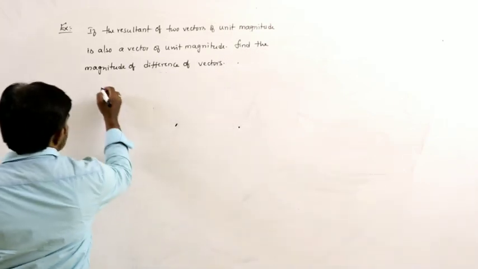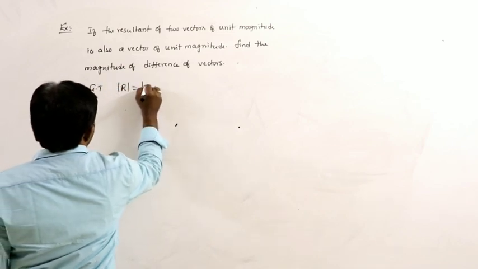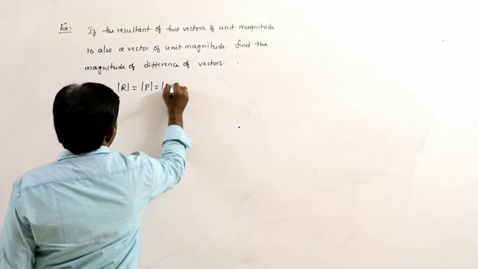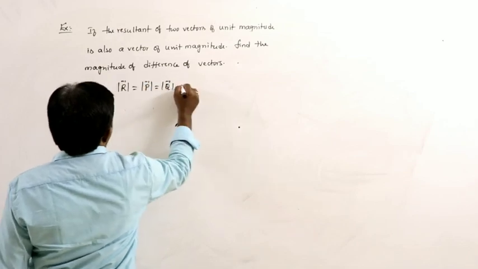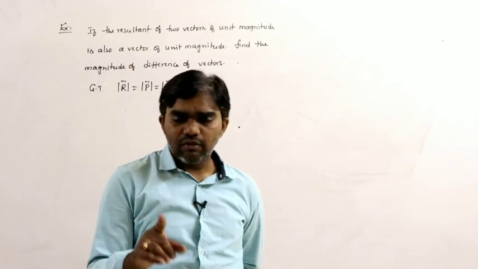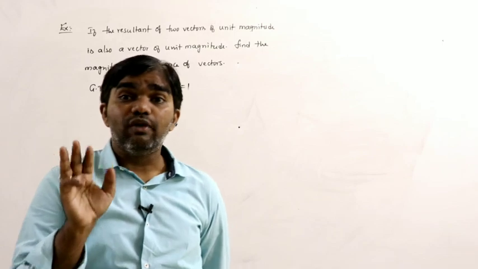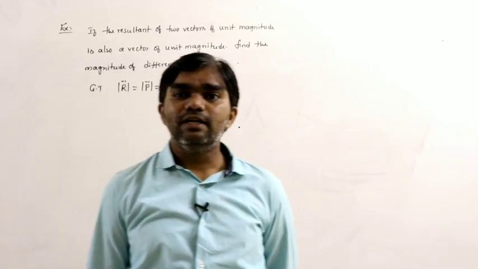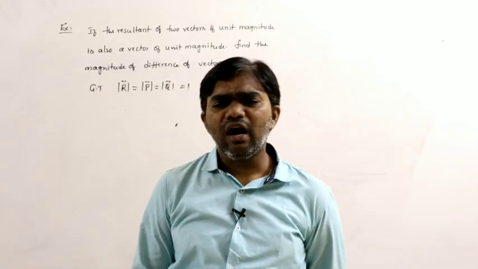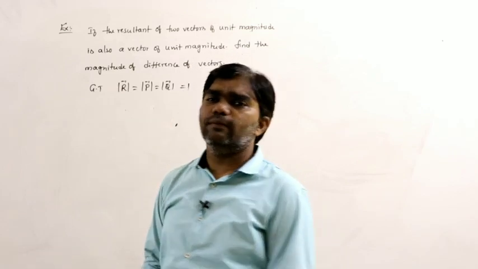So what are the given conditions? Magnitude of R is equal to magnitude of P is equal to magnitude of Q, all equal to 1. So the magnitude of P is 1, magnitude of Q is 1 and magnitude of R is also 1. That is the given condition. All are having equal magnitude and that magnitude is equal to 1.